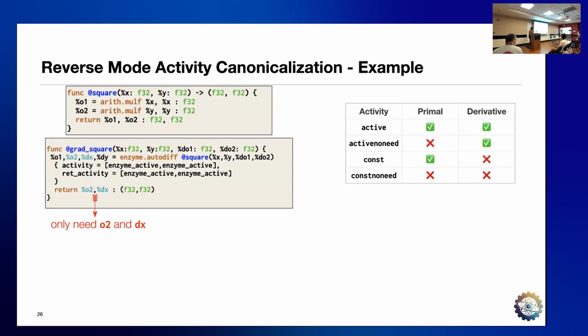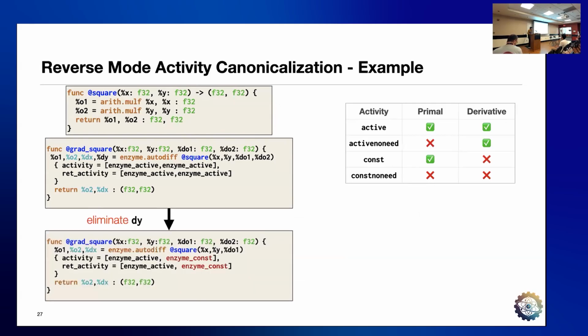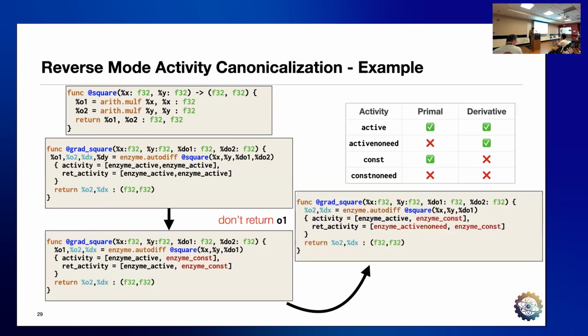So the first thing we can do is we notice that we are never calculating the gradient of y. We just eliminate it using this constant activity here. You can look at the table and you'll realize that we are just not differentiating in this case. And remember, we are doing this before even generating the gradient code. This is just an example to see that you're not computing dy anymore.